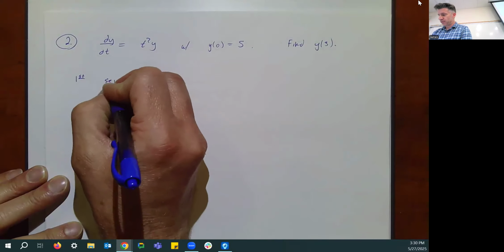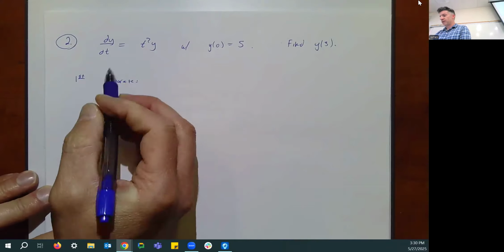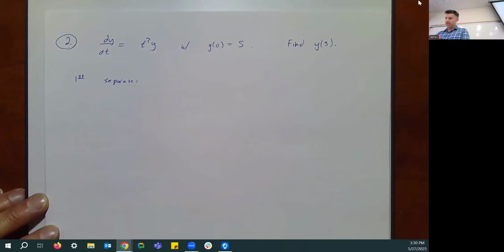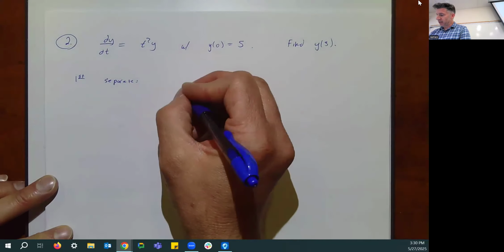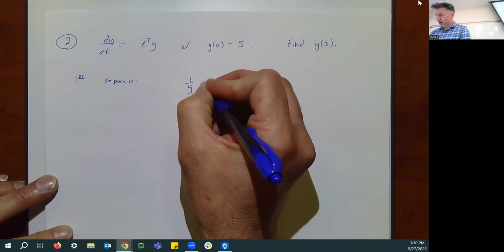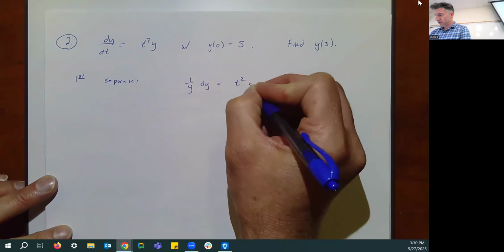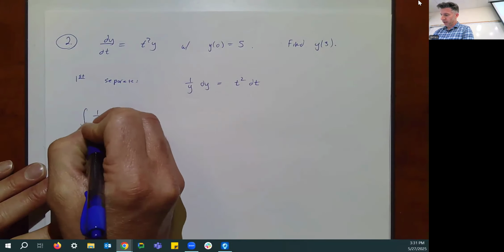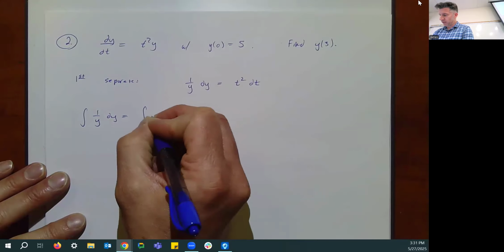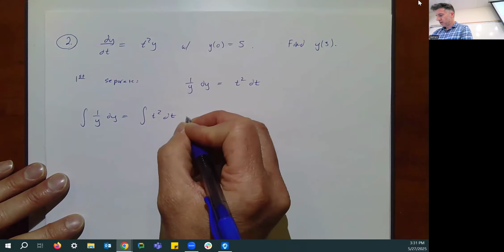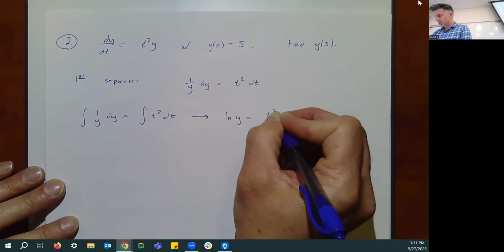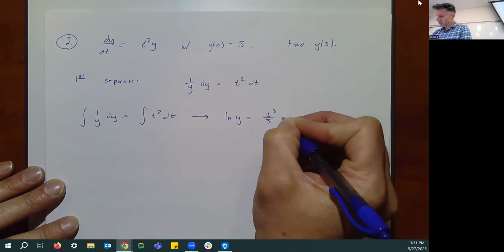So step 1, separate your variables. If I've written dy/dt on the left side here, then my y's have to come to the left and my t's have to go to the right. So I'm going to write this as 1 over y times dy equal to t squared times dt. Then we're going to integrate both sides. So the integral of 1 over y is equal to the integral of t squared dt. When we integrate this, you get the natural log of y equal to t cubed over 3 plus c.